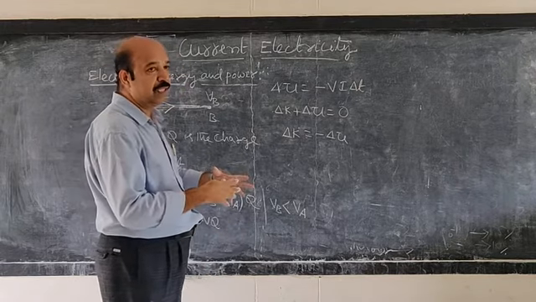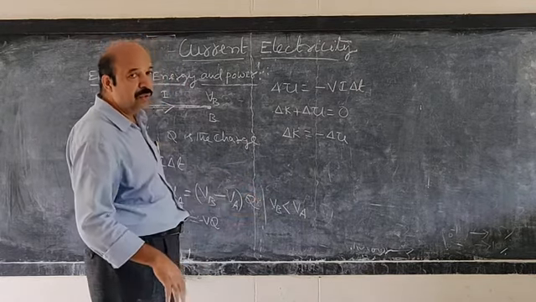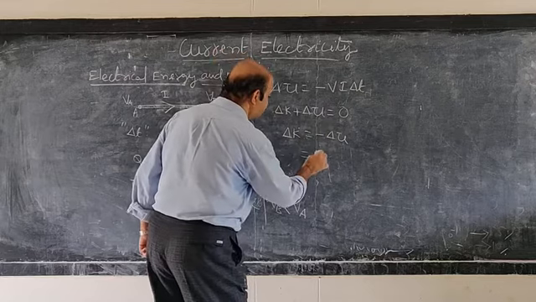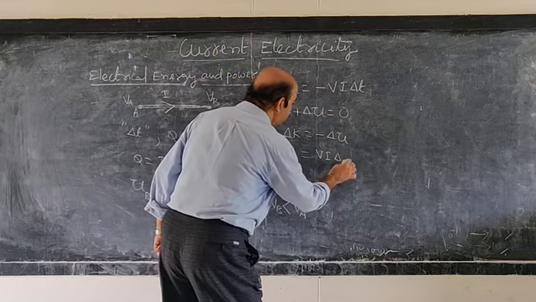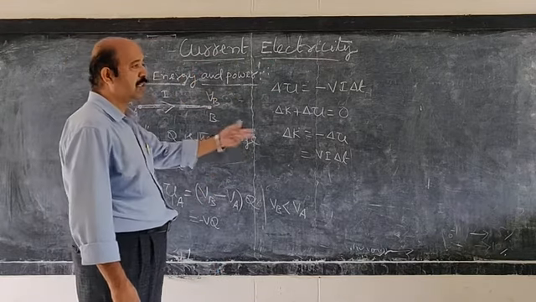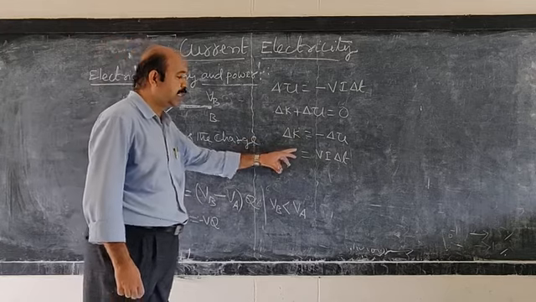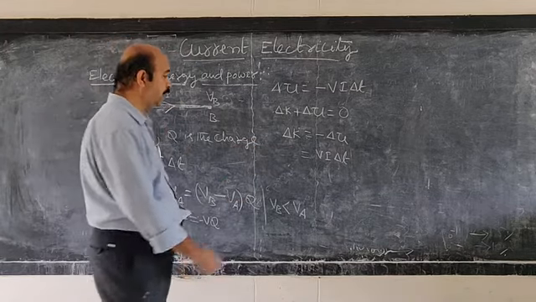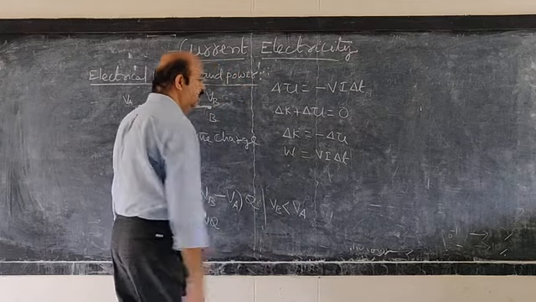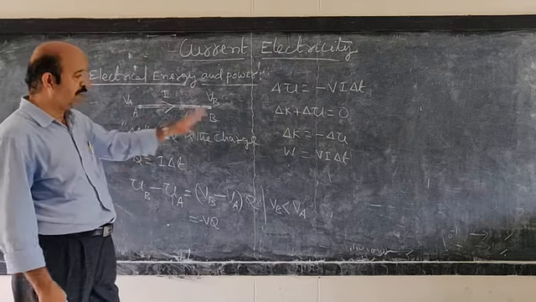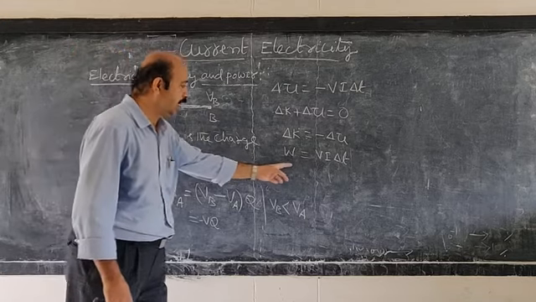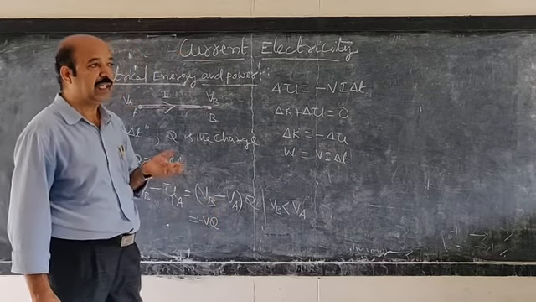Suppose there are no collisions, the gain in kinetic energy must be equal to the decrease in potential energy. Hence we can write like this: minus of minus is plus, therefore V into I into delta t. So that is the work done on the charge carriers, seen as an increase in kinetic energy. Therefore we can write that the work done by the electric field in pushing the charges from A to B, that is given as this, is the gain in kinetic energy.